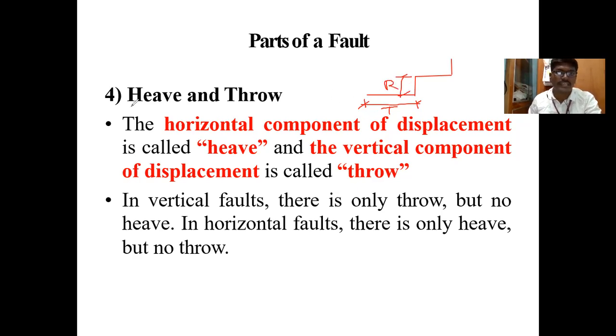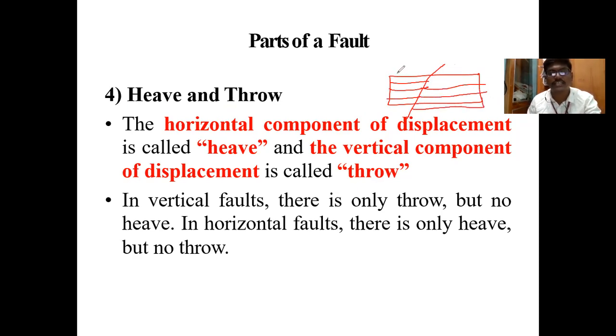In the similar way, here comes heave and throw. In a staircase the horizontal side is the tread and the vertical side is the rise. Similarly, in rock beds or rock strata, whenever faulting has occurred in a rock bed, that rock bed is divided into two separate walls. The one usually resting on top is my foot wall block, and the one below is my hanging wall block, right?